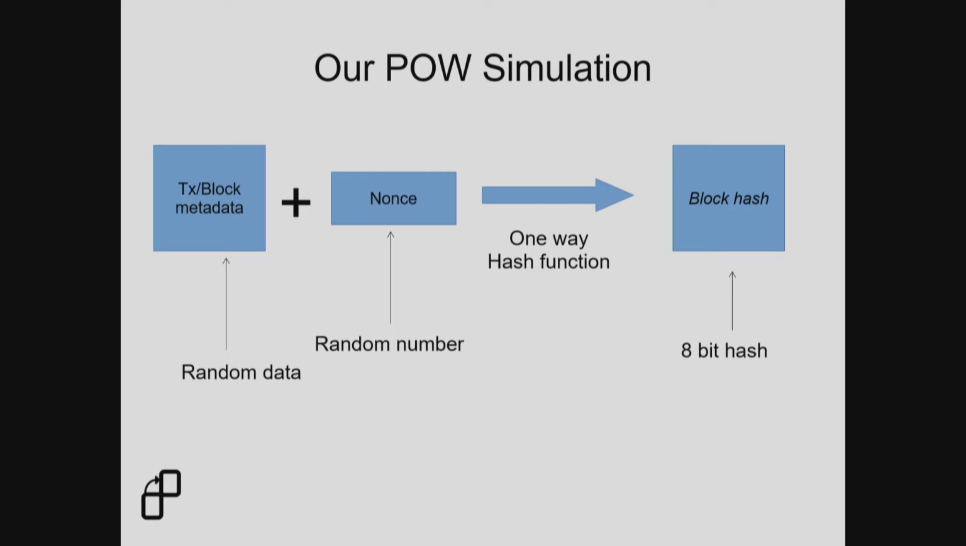So our proof of work simulation using these cool little microcontrollers starts with just some essentially random data, and that's going to be our transaction block data. It doesn't really have to be Bitcoin transactions to make sense in the simulation. We then generate a random number that's our nonce and run it through a toy one-way hash function. And our result is an 8-bit block hash that we're going to be looking at to see if it meets our conditions.